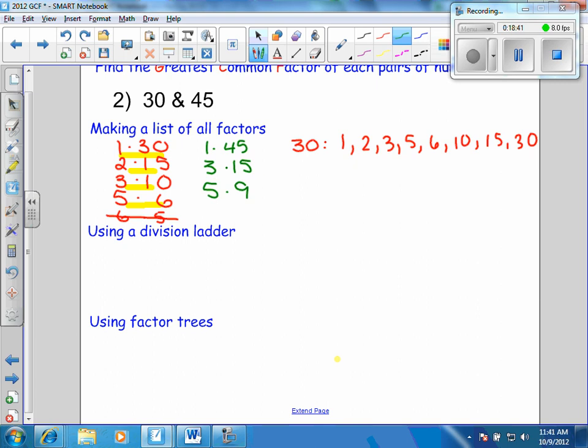How about 6? How come? Who said no? Jason, how come? It's not even. And for 6 to go into a number, 2 and 3 have to go into it. So that's right. Does 7 go into 45?